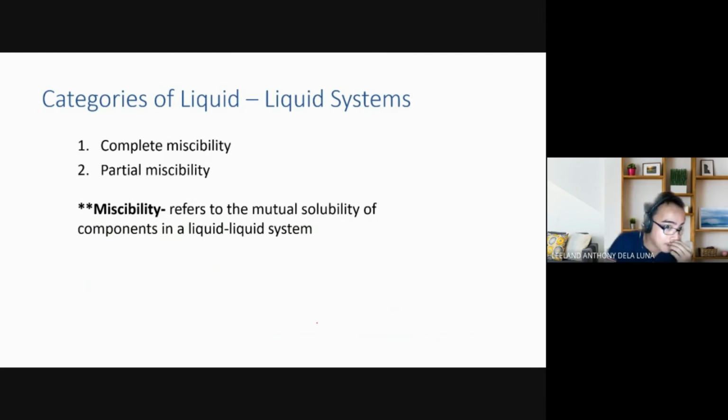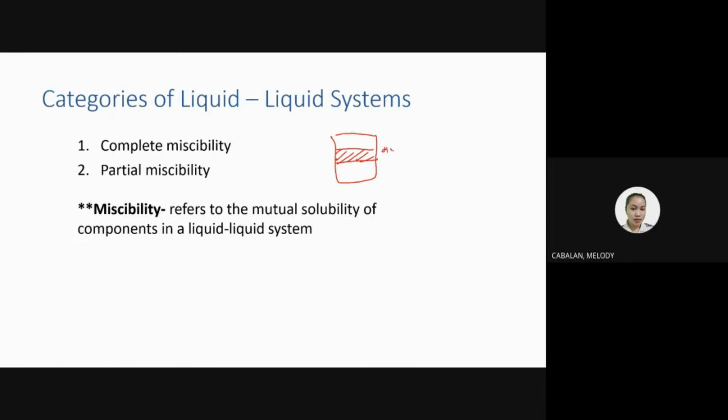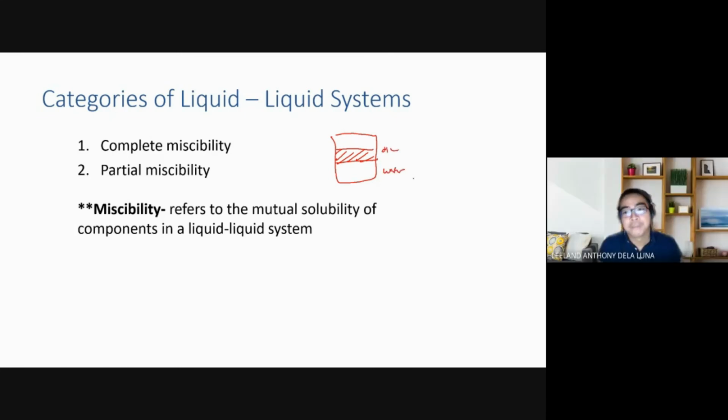Okay, ano ibig sabihin, class, pag sinabi natin miscibility? Miscibility simply refers to the mutual solubility of the components in a liquid-liquid system. Miscibility, class, is the term that we use para masabi natin na natutunaw ang isang liquid in another liquid. Question. If I combine oil and water, okay, most of the time, naghihiwalay yan. Are they miscible or immiscible? This is oil. Immiscible. Good. Very good. Okay, so oil and water, class, the combination of both is an immiscible combination.